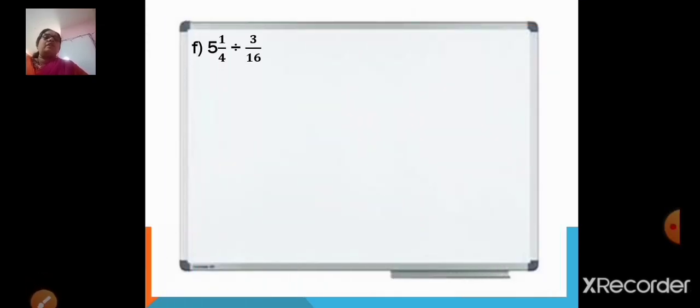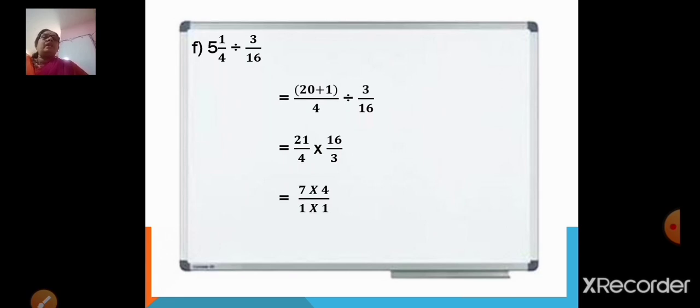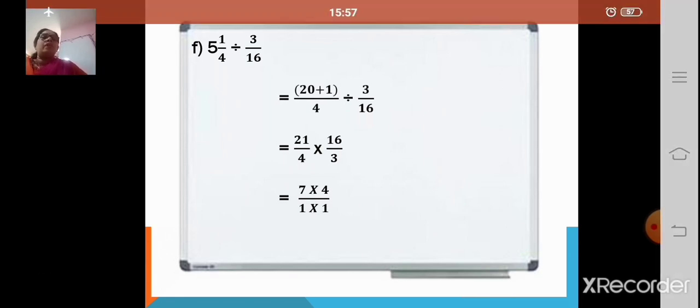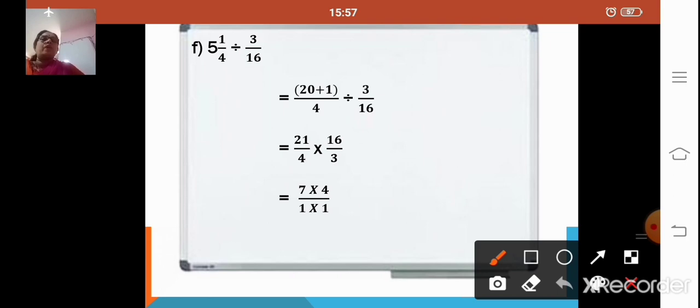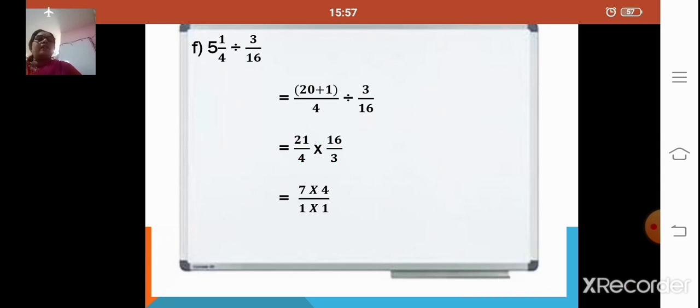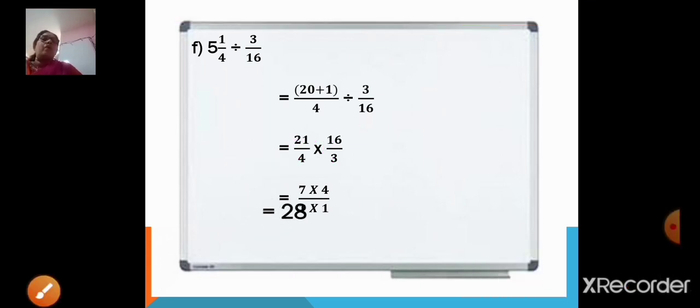Yes, the solution to that sum is 20. We have changed this into an improper fraction first, that is 20 plus 1, 21 upon 4. The division sign we have changed into multiplication, along with the reciprocal of the second fraction. Then 4 4s are 16 and 3 7s are 21. So 7 4s are 28. So your final answer is 28 upon 1, that is equal to 28.